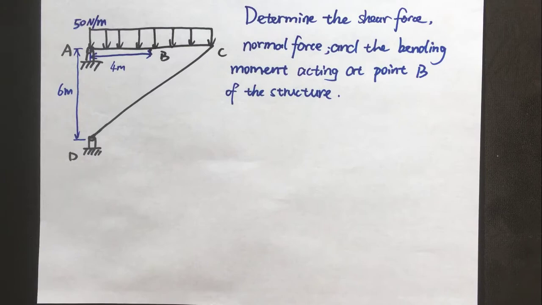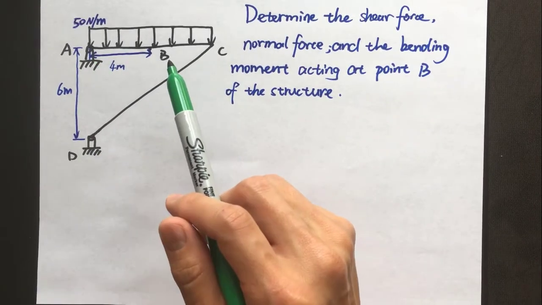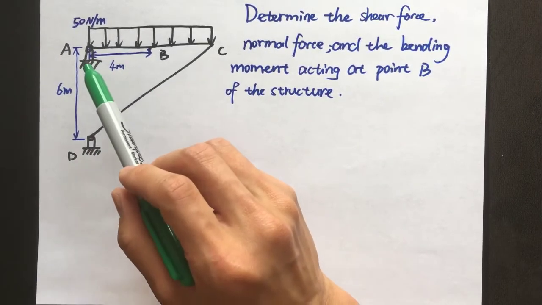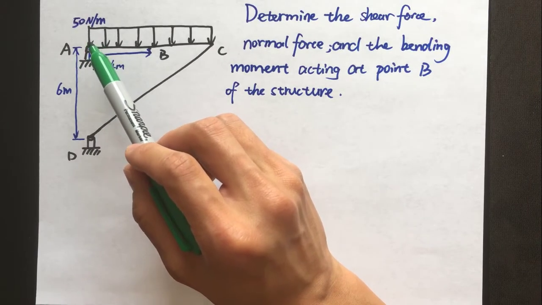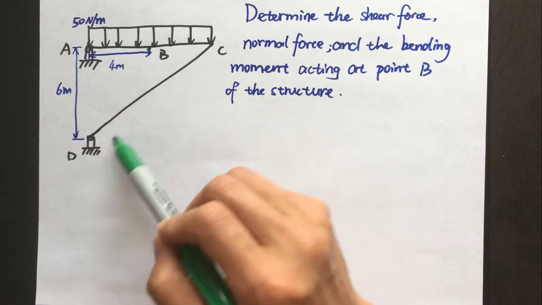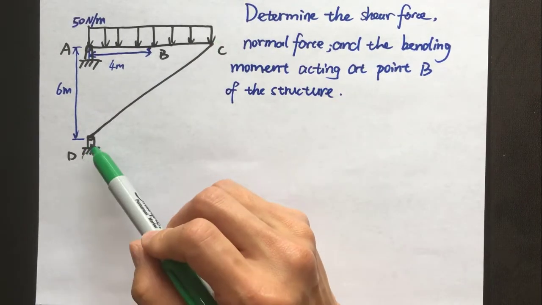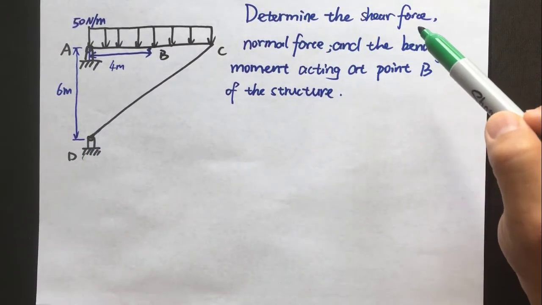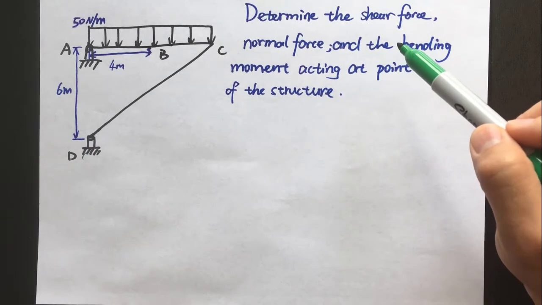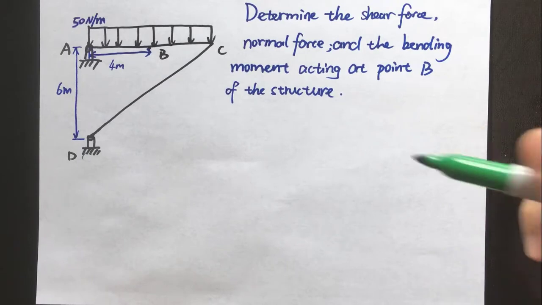Alright, let's look at our first example from statics. Here we have a structure ABCD. ABC is a rigid beam with a pin support at A, and a uniform distributed load acting on the beam ABC. DC is a rigid beam connected at C and D, and at point D there's a pin support. Here we need to determine the shear force, normal force, and the bending moment acting at B of the structure. So we need to have a plan for solving this problem.